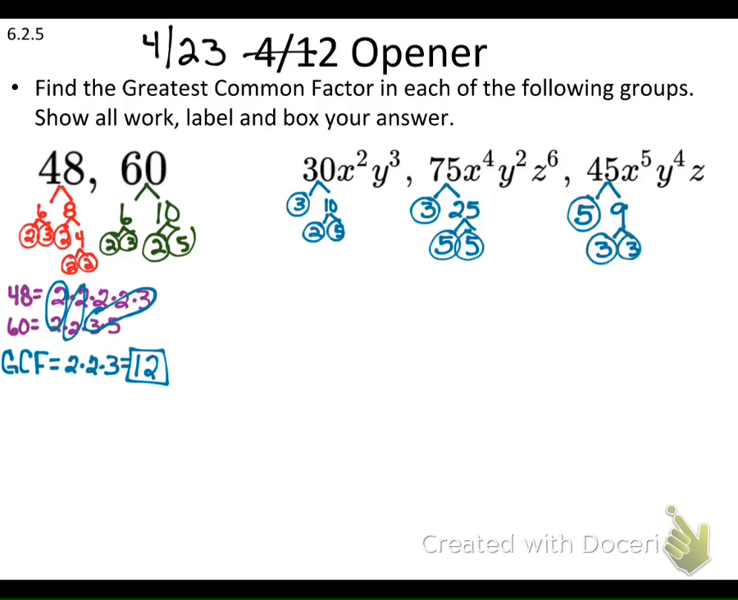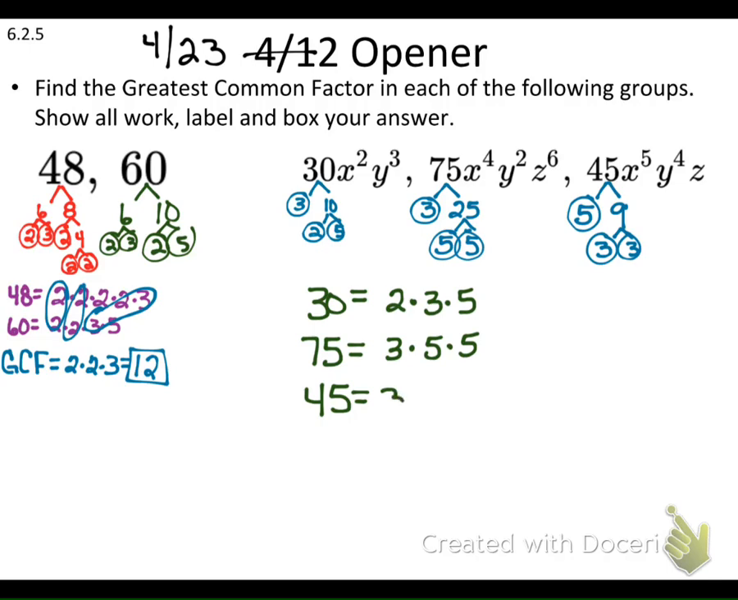Okay. So then I come down and I make my groups. So I have 30, I have 75, and then I have 45. Okay, what are my prime numbers in order from least to greatest for 30? 2 times 3 times 5. For 75? 3 times 5 times 5. And for 45, 3 times 3 times 5.